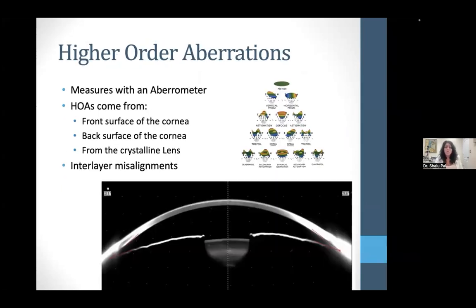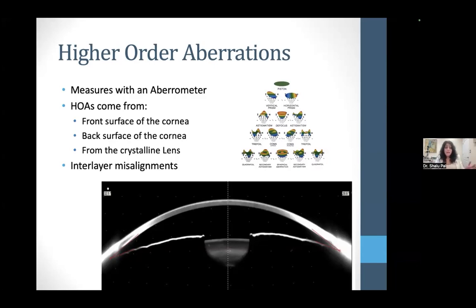Higher order aberrations are a hotter topic these days. We've had the ability to measure aberrometry and higher order aberrations for a long time. We haven't had the ability to do something about it. I think the most important thing you need to know about higher order aberrations is that they come from the front surface of the cornea, the back surface of the cornea, and the crystalline lens. You can have misalignments in any of these different layers, and collectively, all of those pieces are where your HOAs are going to come from.